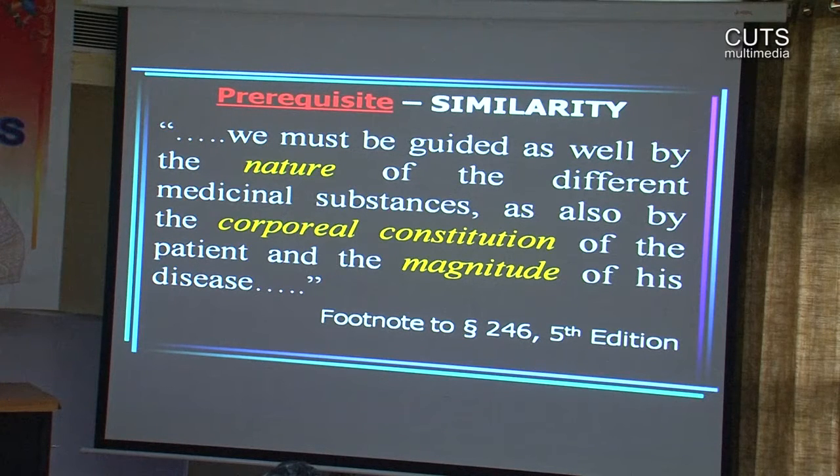In that he has written that we must be guided as well by the nature of different medicinal substance as also by corporeal constitution of the patient and magnitude of the disease. So basically, when we are talking about a disease, these are the things which are ultimately going to guide us. The corporeal constitution, the physical makeup of the person, the magnitude of the disease.